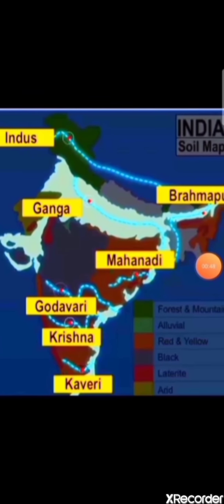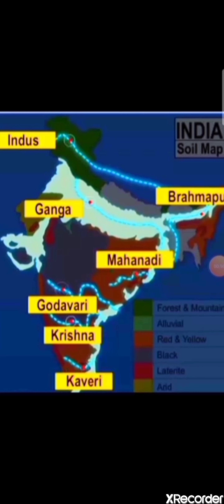It's not only found in the northern area, but it is also found in the deltas of the Mahanadi, Godavari, Krishna, and Kaveri rivers. As you have read in your previous classes, the northern part of our country is formed by the alluvial soil. But apart from this, it is also found in the deltas of these 4 rivers, which are Mahanadi, Godavari, Krishna, and Kaveri.